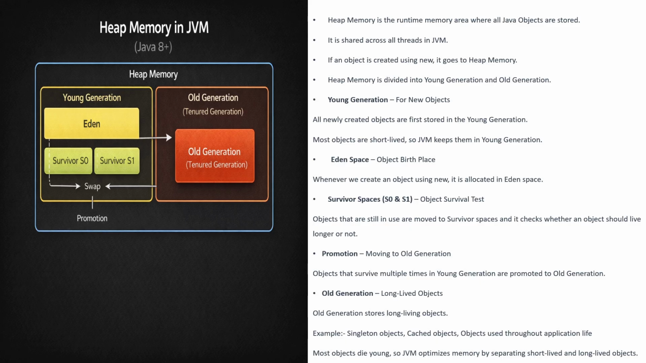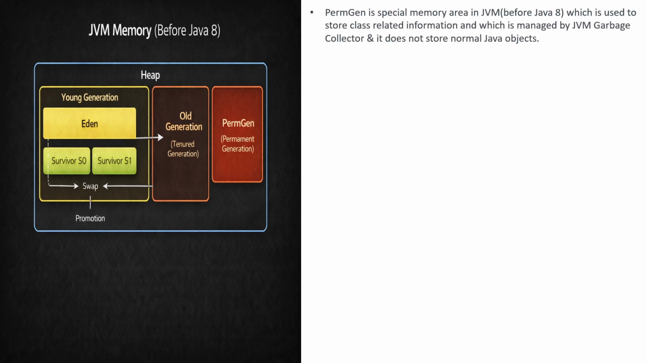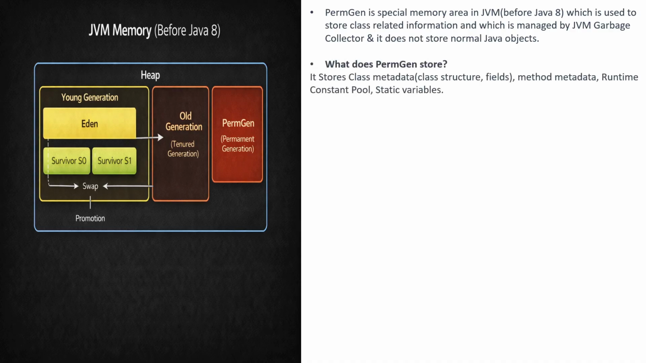Now let's move to the next part, Metaspace. Before moving to the Metaspace concept, let's see a concept called PermGen, which was used before the Java 8 version. The PermGen concept comes inside the heap area. In the heap area we have young generation, old generation, and the third is PermGen, which we are going to see now. So what is PermGen? PermGen is a special memory area in the JVM before Java 8 which is used to store class-related information, and which is managed by the JVM garbage collector. It does not store normal Java objects.